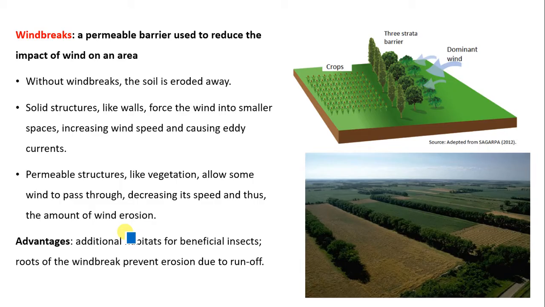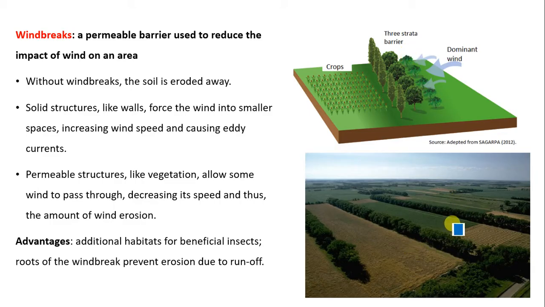Another way to prevent soil erosion is windbreaks. Windbreaks are permeable barriers used to reduce the impact of wind on an area. If you look at this diagram, you have crops, then trees in different strata. These normally help to reduce the impact of wind, so they act as windbreaks.